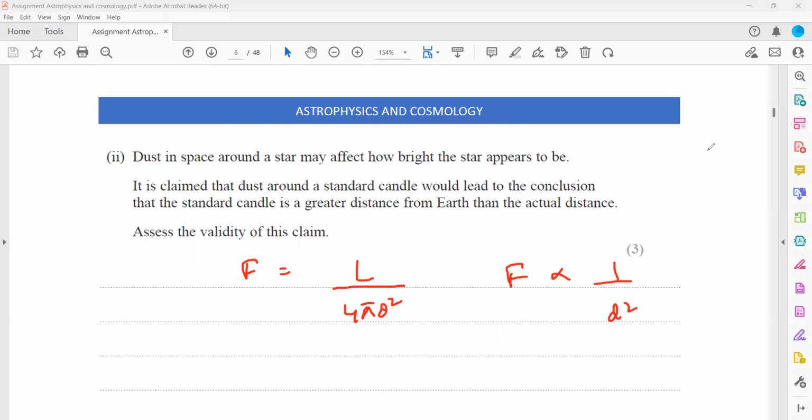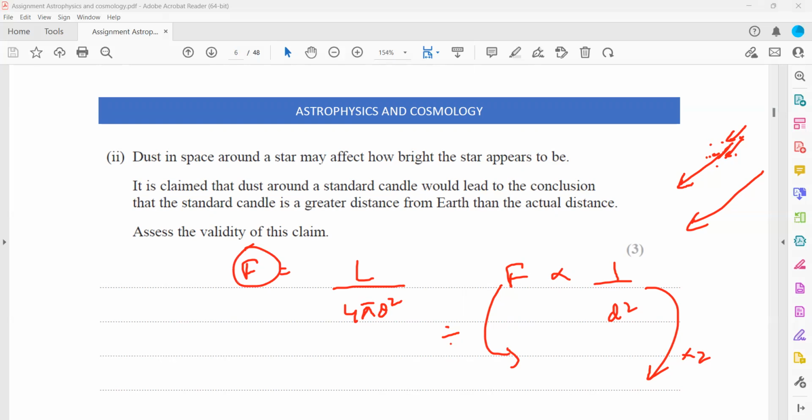What happens if there is a star surrounded by dust? We'll receive less radiation compared to a star which does not have dust. So less flux is received. If the flux decreases, the distance will appear to increase, meaning the star will appear to be far from us. Radiation flux is luminosity divided by 4 pi d squared, and if the flux decreases, it means the distance will increase. So the star will appear far from us as we receive less flux from the star due to the presence of the dust around it.